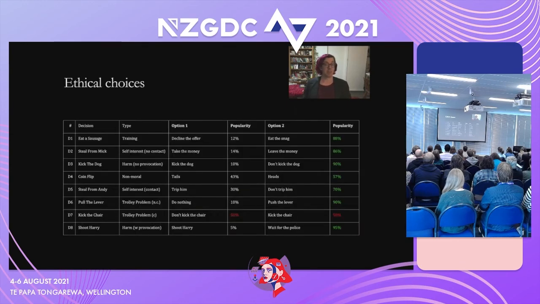So there are 8 key pivotal choices in the game representing a variety of different moral structures. The first choice was just a training choice in order to get the player accustomed to the interface, and then the remaining choices were grouped in pairs with 2 moral temptations that weighed self-interest against morality, and 2 that gave the player opportunity to deliberately cause harm to another. There was also a non-moral choice in which the player had to call heads or tails in a coin flip, and finally there were 2 moral dilemmas based on the trolley problem, in which the player had to decide whether to sacrifice 1 life in order to save 3.